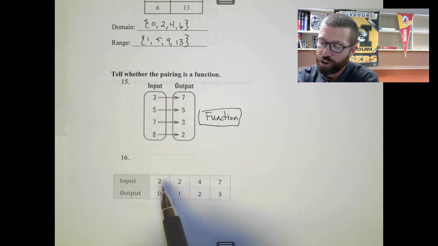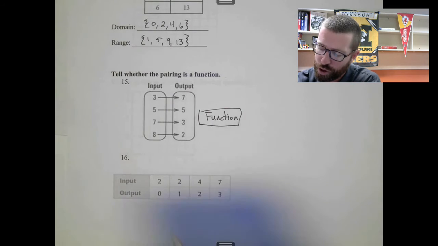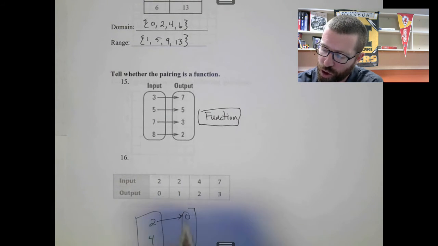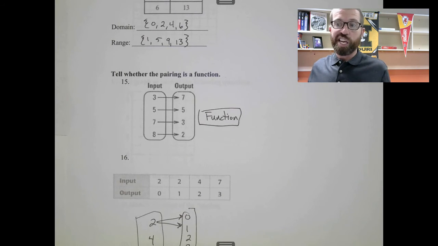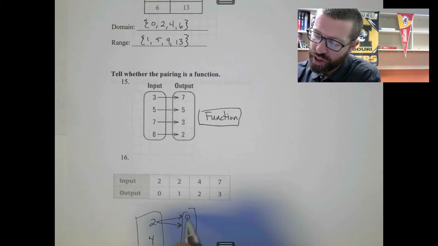Let's see what happens here. Here, the shortcut would be looking for the inputs repeating, which it happens. If we wanted to line these up, our inputs would be 2, 4, and 7. And our outputs would be 0, 1, 2, and 3. 2 goes to 0 and 1. So you don't know. If I say I put in 2, what do you get? Maybe 0, maybe 1. There's no way of knowing. And so that is not a function.